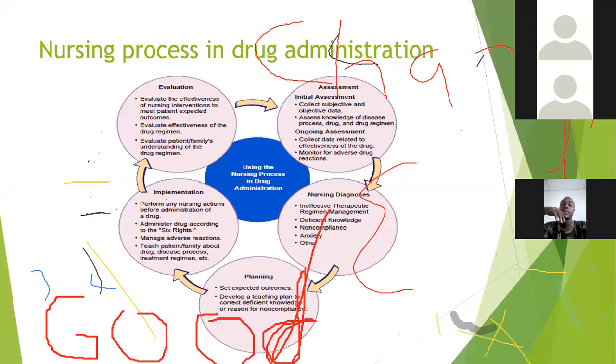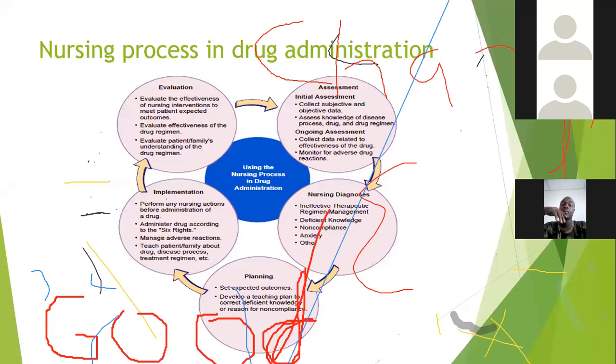And how do you do this? You have to collect both subjective and objective data. What is the difference between objective and subjective data? Objective data are what you see. An example of objective data is the blood pressure that you have taken from a patient. The pulse you have taken from a patient is objective data. The respiratory rate is objective data. Because you have seen this, they are objective data. And what do I mean by subjective data? They are data obtained from the patient, such as family history of disease, history of allergy, and so on. So those are the things you do when you are carrying out your assessment.